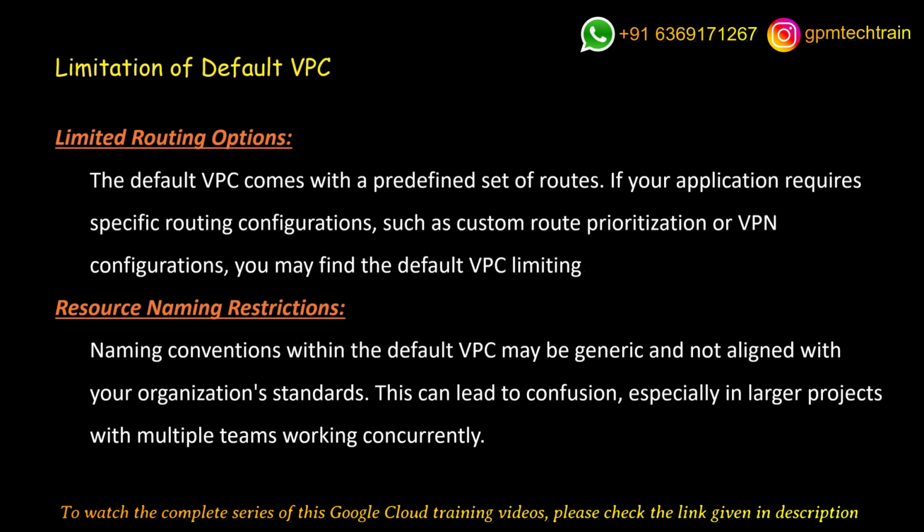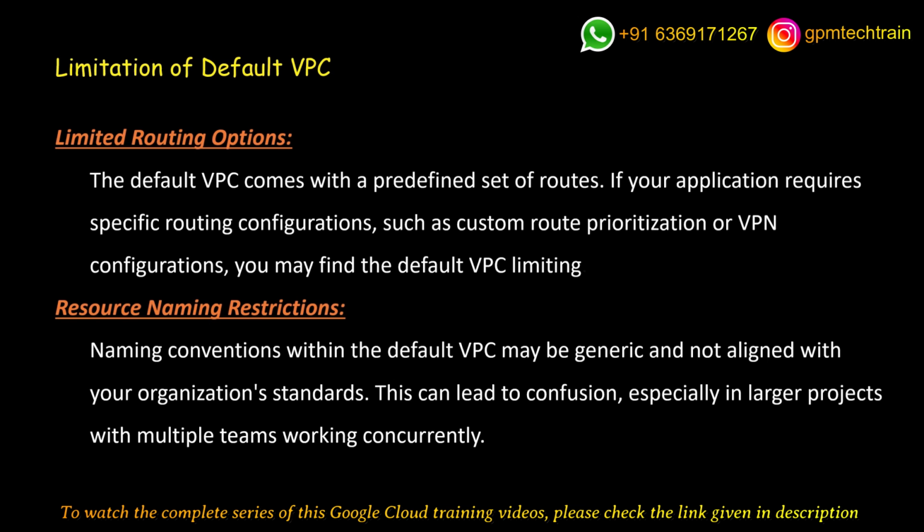All right, then limited routing options, which is the same as the firewall limitation. The default VPC also has limited routing options. It comes with a predefined set of routes. If your application requires a specific routing configuration, such as custom route prioritization or VPN configuration, you may find the default VPC is limiting.